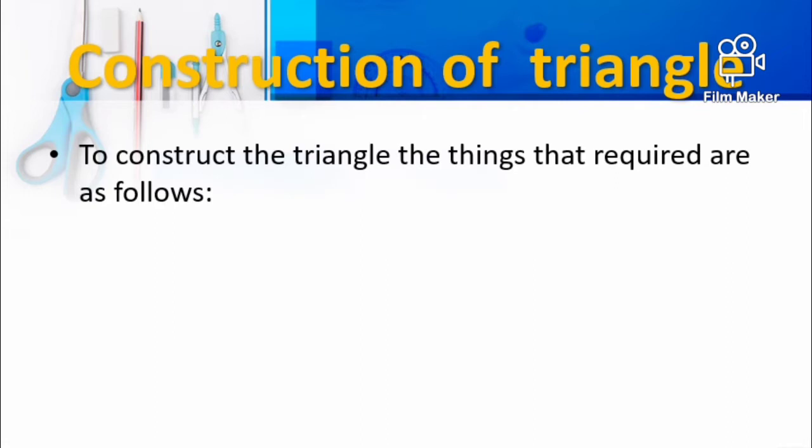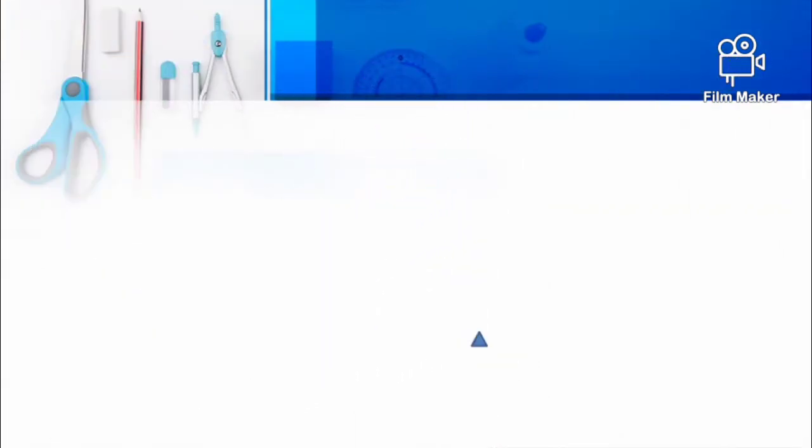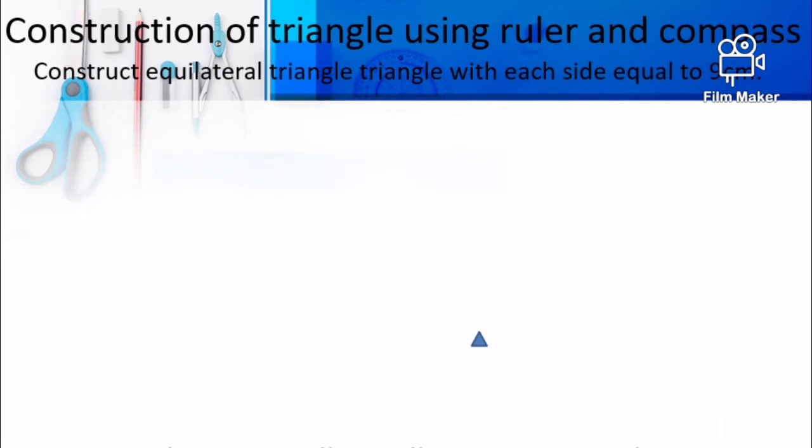Now let's move to the topic construction of triangle. To construct the triangle, the things that are required are as follows: a pencil, a ruler, a pair of compasses. We will use these geometrical instruments to construct the three types of triangle: equilateral triangle, an isosceles triangle, and scalene triangle today. Now let's start the construction of triangle using ruler and compass.